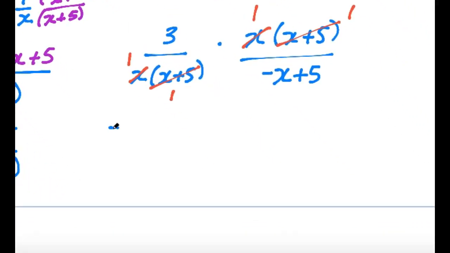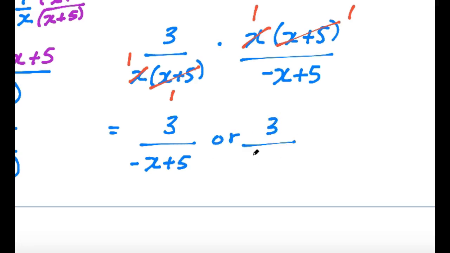So we are left with just 3 over negative x plus 5, or you could say 3 over 5 minus x, doesn't matter. In this case, if you're looking, let's look back here, x can't be 0, okay, and when we go to multiplication, x can't be 5, okay, so there's our final answer.